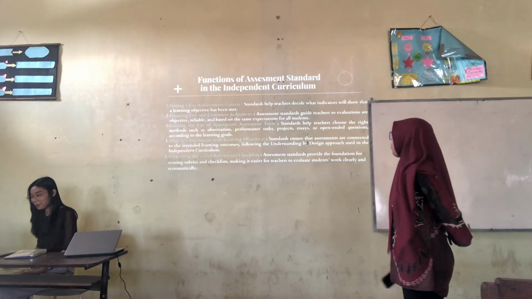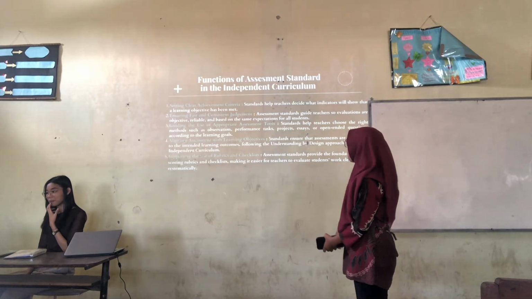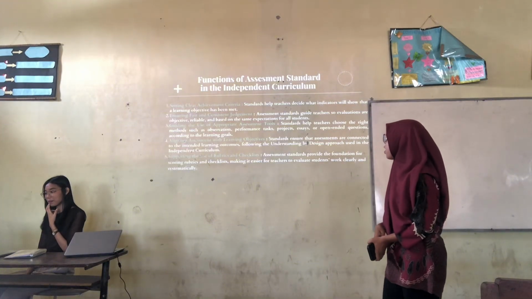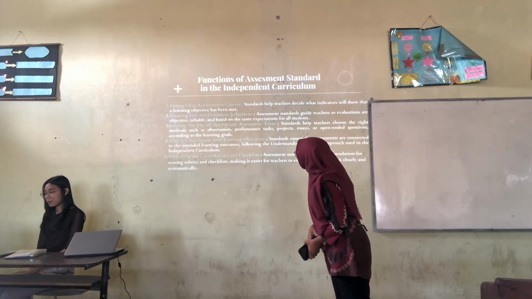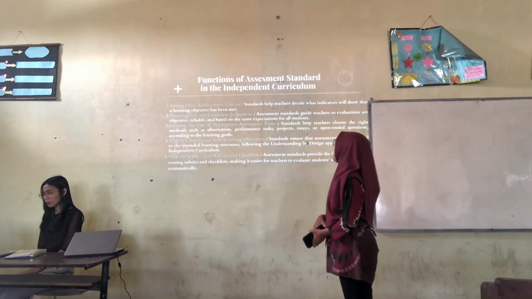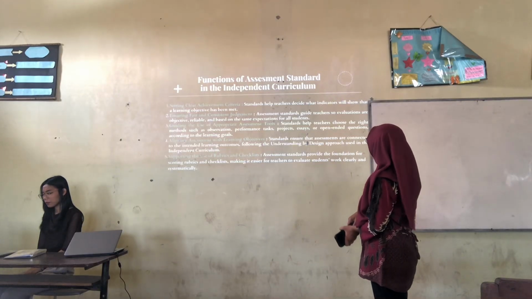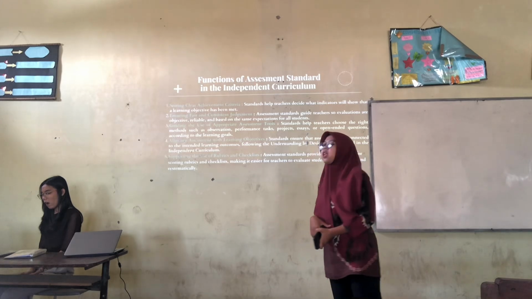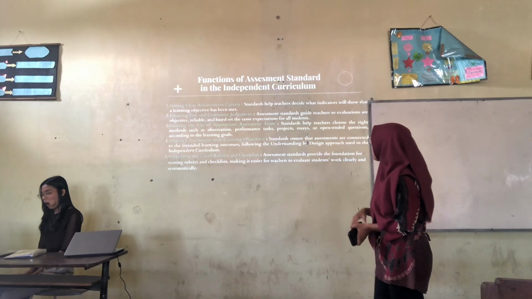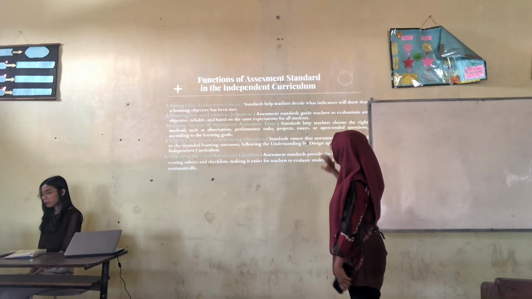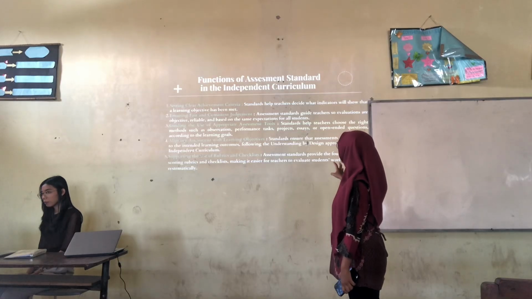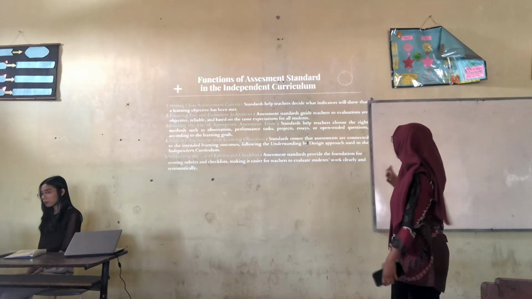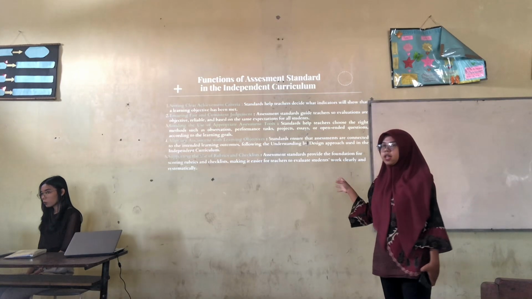Okay, we continue to the function of assessment standard in the independent curriculum. The first function of assessment standard is setting clear achievement criteria. Standards help teachers decide what indicators will show that a learning objective has been met. So the use of assessment standard is to help teachers decide what indicator will show that a learning objective has been met.